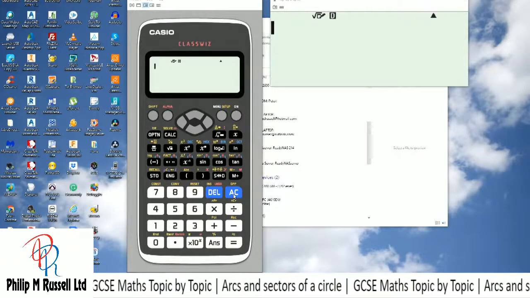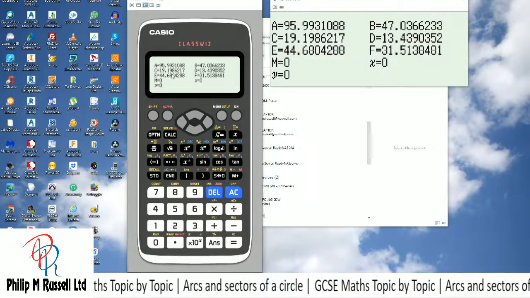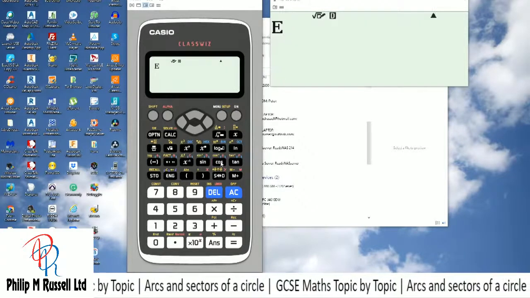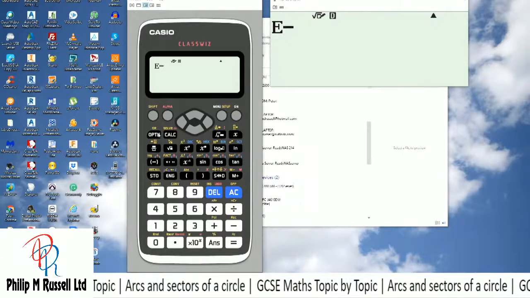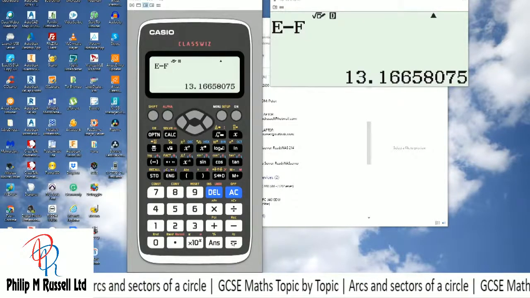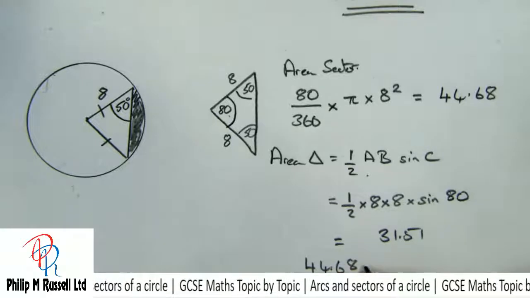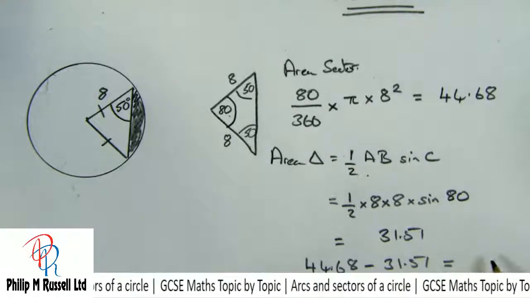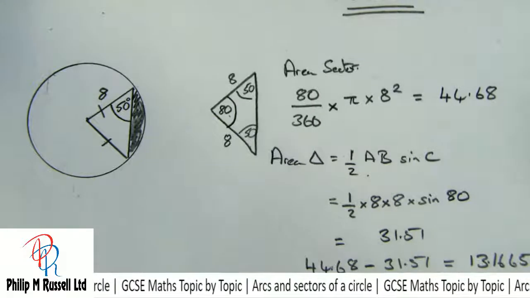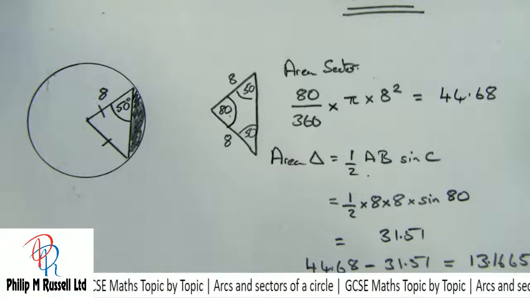I want to take my area of my sector, and my sector I stored in memory E. So I want to recall E, and I'm going to take away from that memory F. And there we have it. We're going to have 44.68 minus 31.51. These are only approximate numbers, giving me 13.1665 whatever, and that's going to give me here 13.2 for my area.